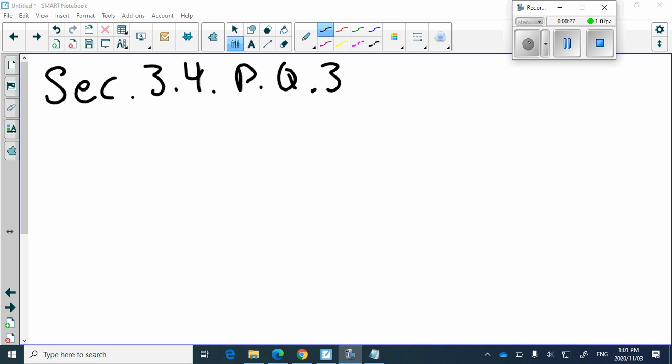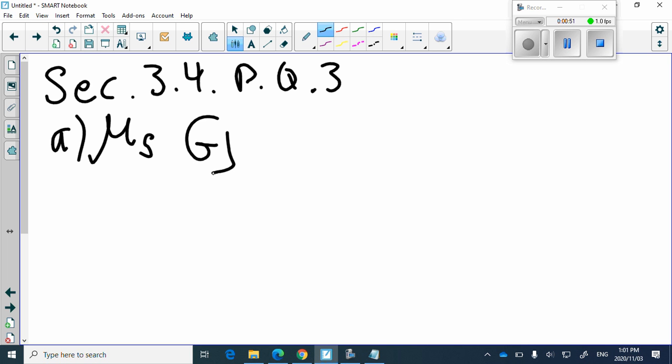So when you see the phrase "just starting to move across the floor," that's telling you the object's not moving. So that's telling you you're going to be calculating mu s, static friction. That's what you're going to be calculating. And so we're going to draw the free body diagram here in our given.